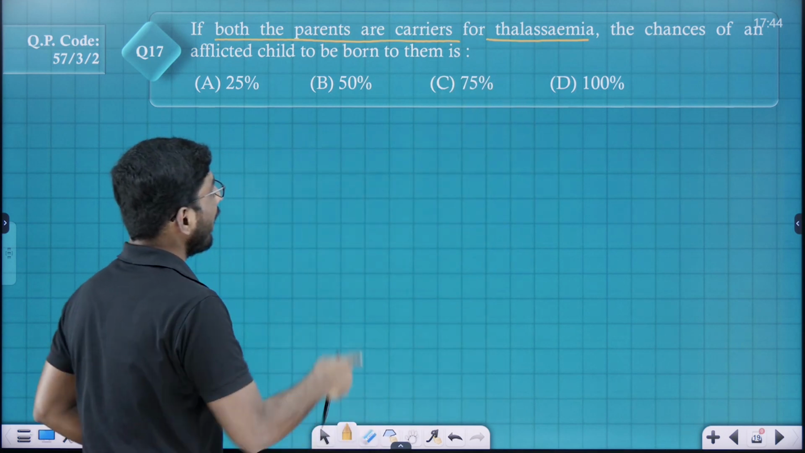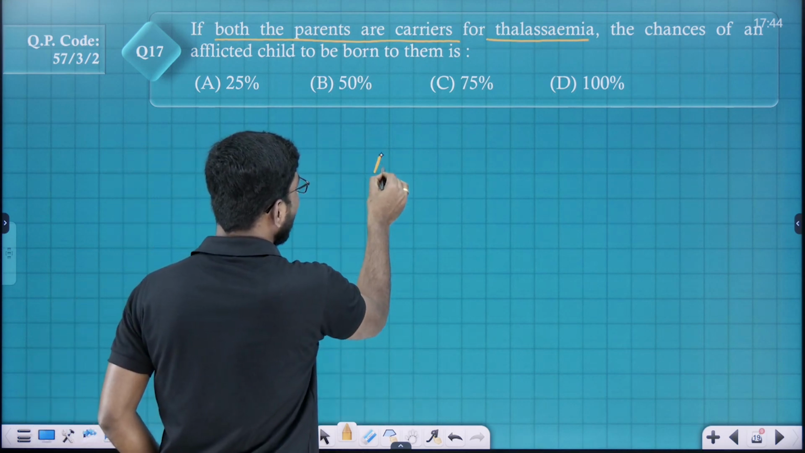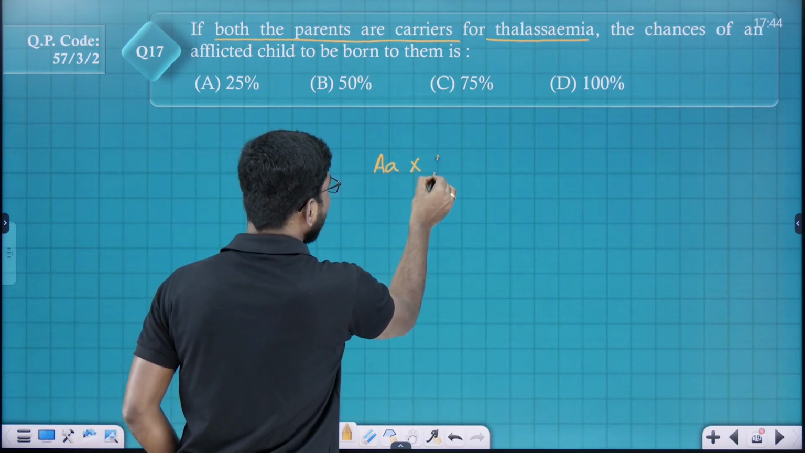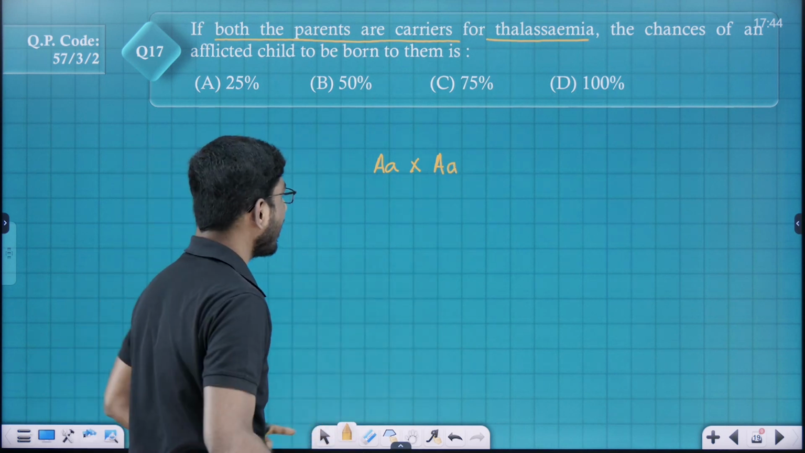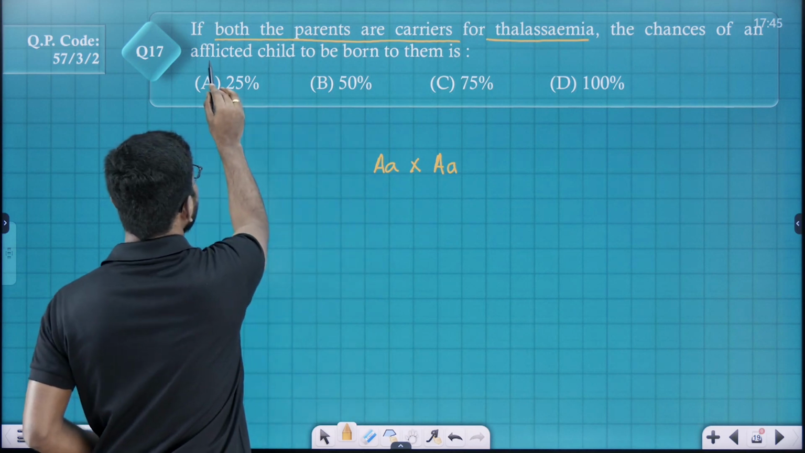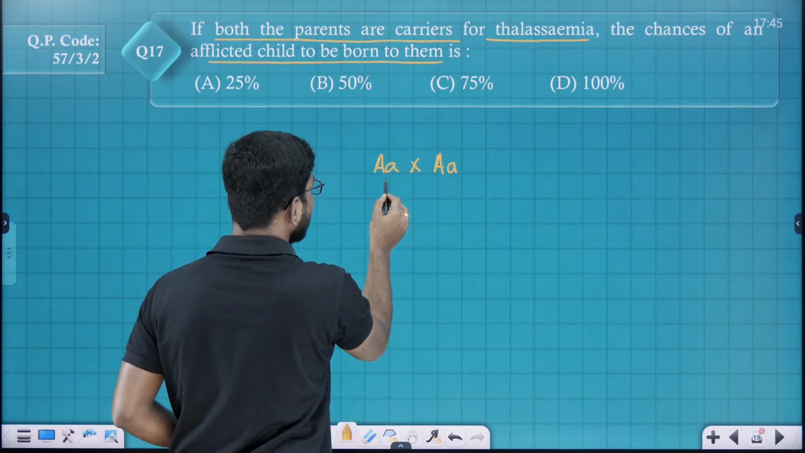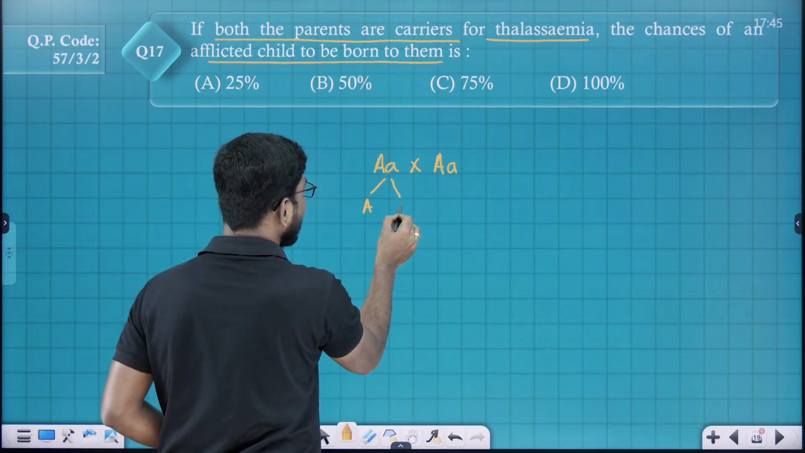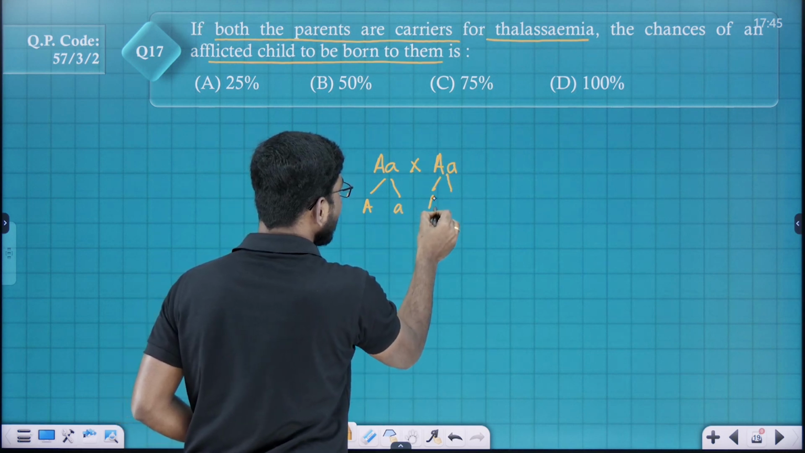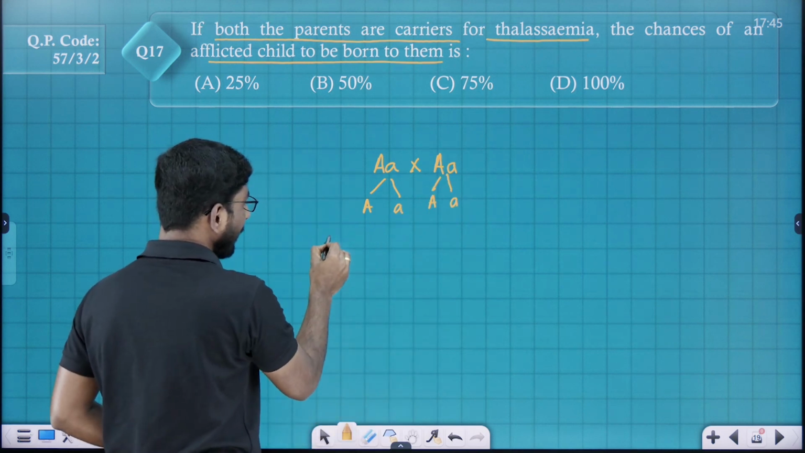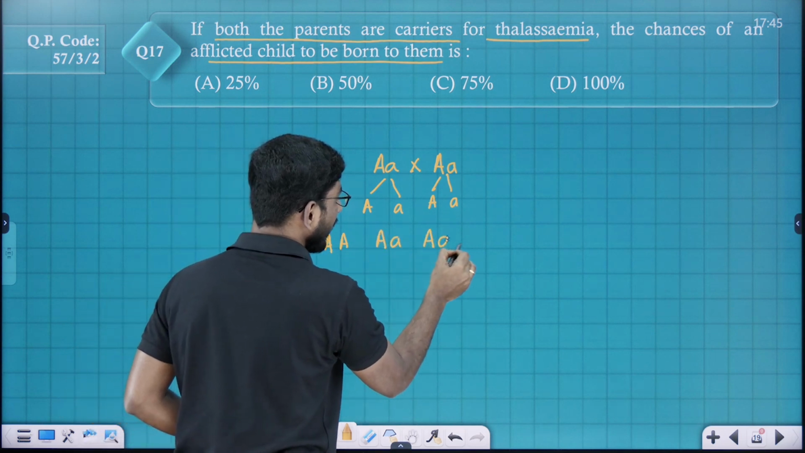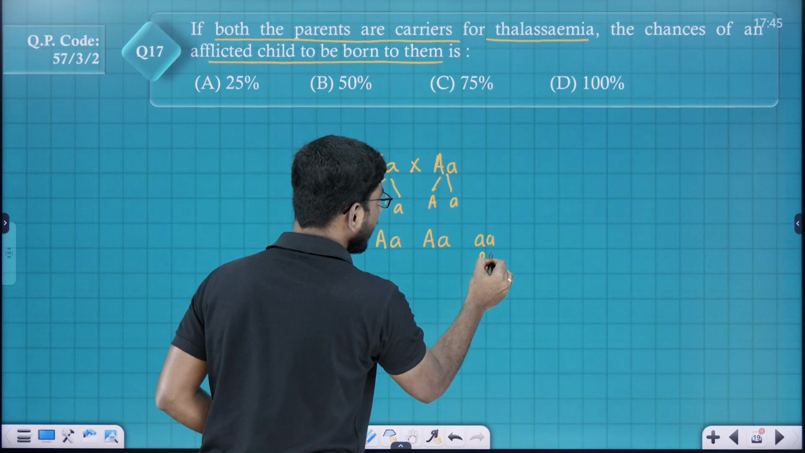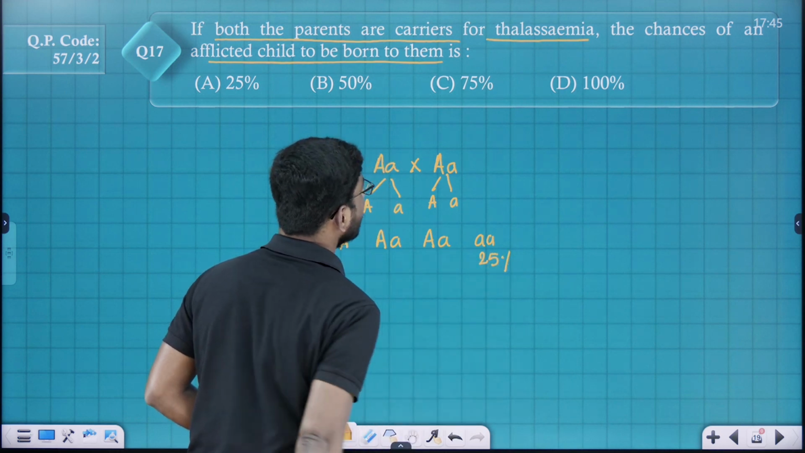So here thalassemia, both parents are carrier. So capital A cross with capital A, both parents are carrier. They are not showing disease. They are asking the chance of the affected child. Capital A, small a, capital A, small a. So what will we get? Capital A, capital A, capital A, small a, capital A, small a, small a, small a. 25% chance is there. Find out the correct answer.